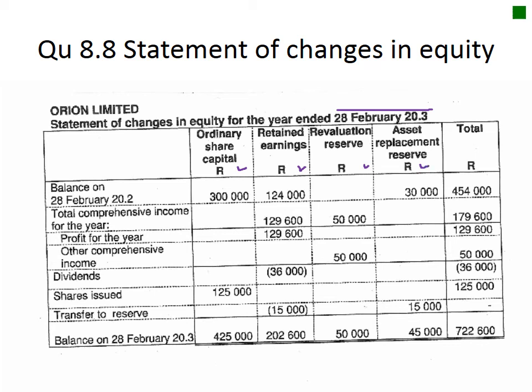So the ordinary share capital is here, retained earnings are here, revaluation reserve and asset replacement reserve. For the ordinary share capital, we normally always have to show the balance of ordinary share capital. This is in rands at the beginning of the year, any shares issued during the year, and the balance at the end of the year of ordinary share capital. Remember, we also have a note giving details about the balances of share capital at the end of the year.